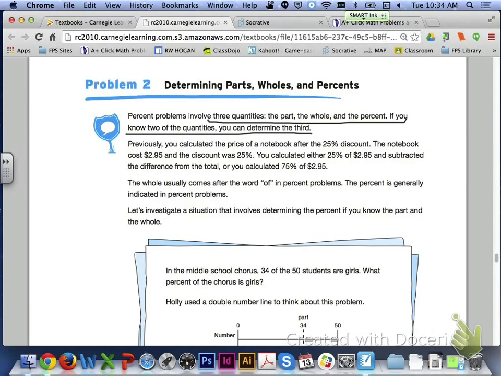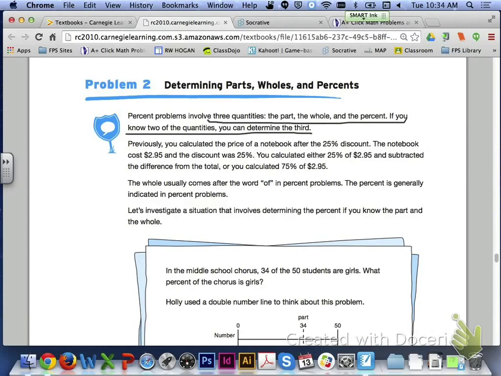Let's turn to page 437 and take a look at problem 2, determining parts, wholes, and percents. It says that percent problems involve three quantities: the part, the whole, and the percent. If you know two of the quantities, you can determine the third. Let's think back to lesson 6.3.